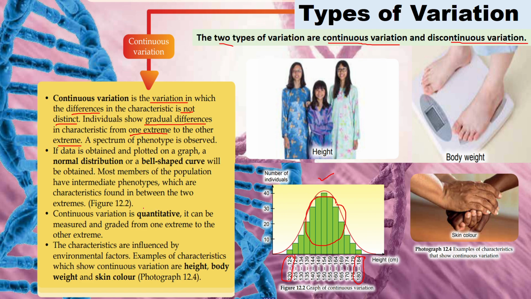So continuous variation is quantitative, related to number, meaning it can be measured, it can be graded from one extreme to the other extreme. And the characteristics are influenced by environmental factors. So the picture here shows the examples of continuous variation. Okay, for example, height, body weight, skin color. So you can see from here there are gradual differences and the characteristics don't show distinct differences.